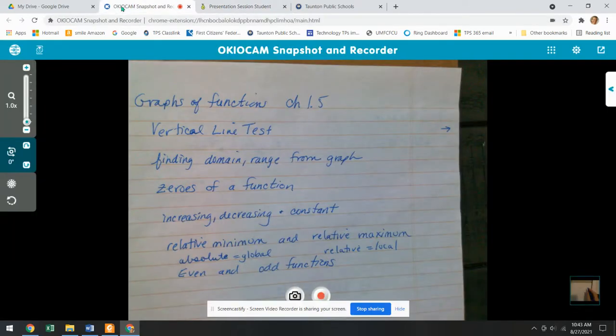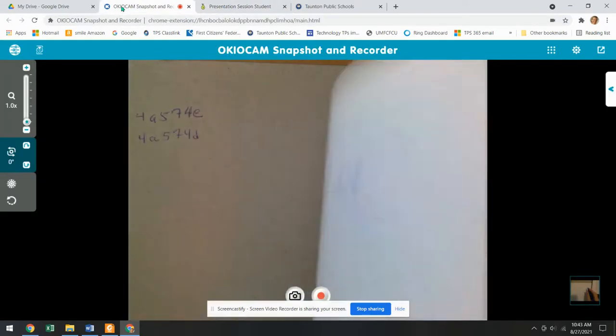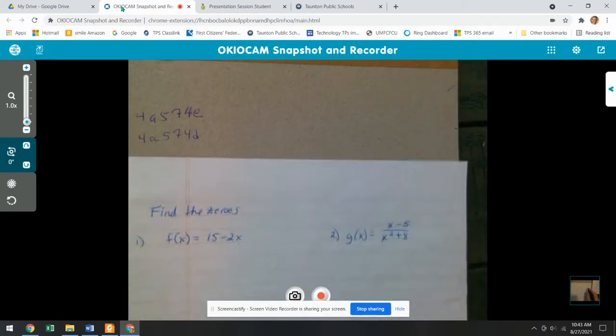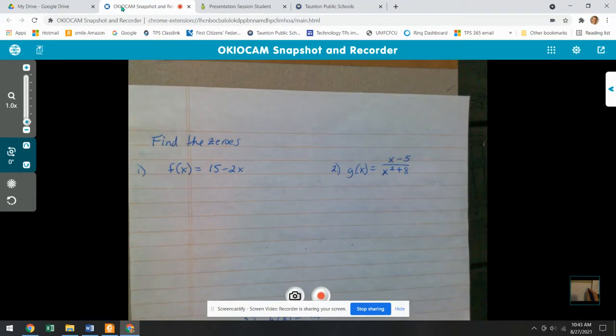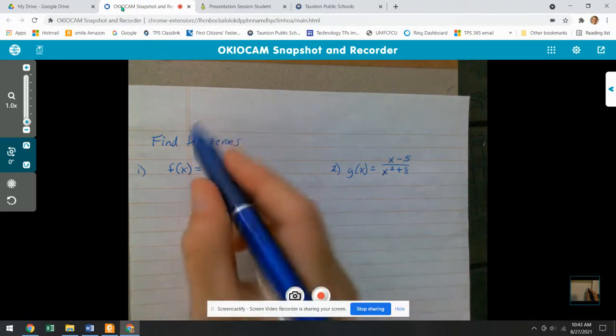So let's see if I have any on the back. I do. Find the zeros. We'll do the first problem. If you feel confident at any point, what you could do is hit pause, write down a problem, hit pause, and come back and see what the answer is.